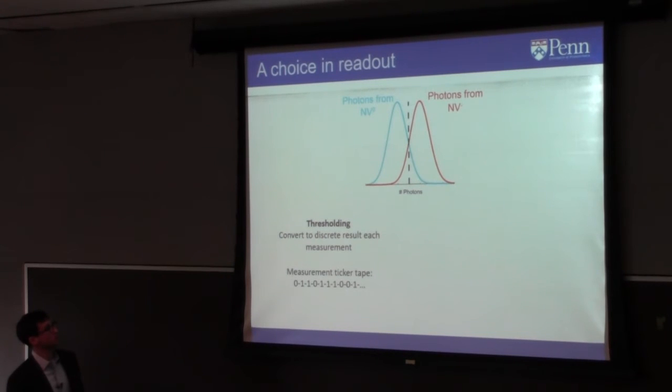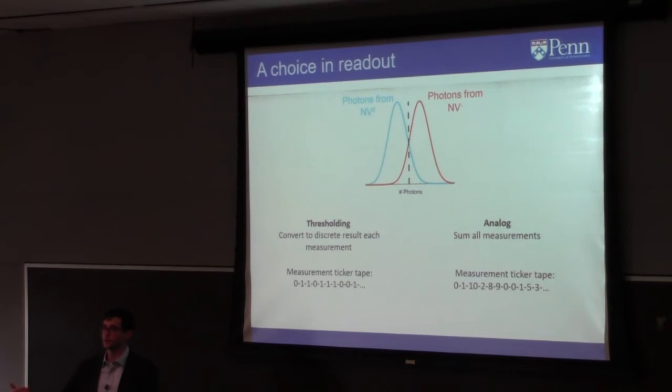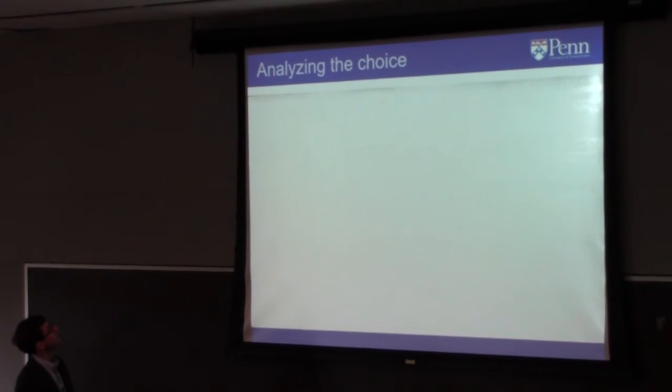But you could also threshold and sum all of your results to the n, and that's sort of an analog measurement where your ticker tape is now just 0, 1, 10, and you're just looking at the total number of photons that come out after n measurements. And now there's a slight complication in trying to analyze these choices, because you don't have a single random process producing these observables. You have two.